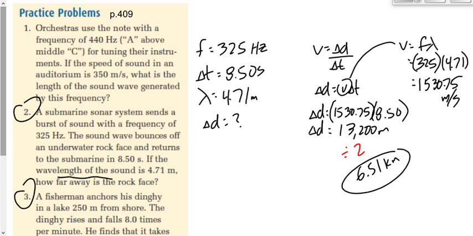Okay. How many people got the 6.51? How many people got that? I think we talked a little bit about the dividing by 2 thing on Tuesday anyways, right?